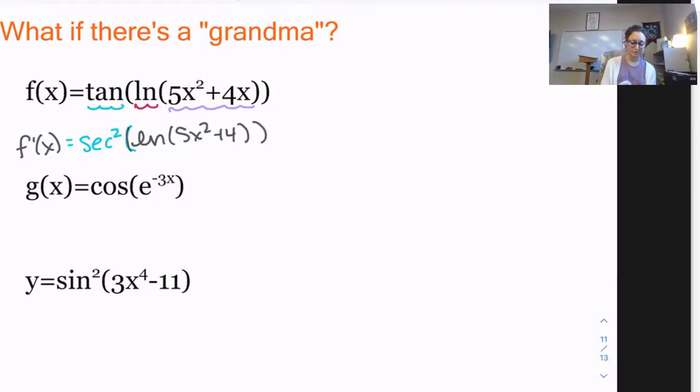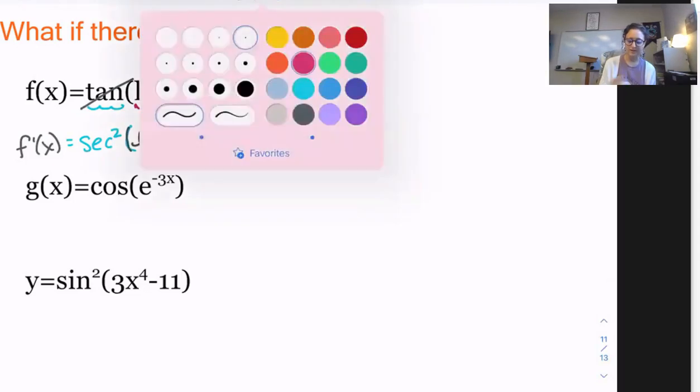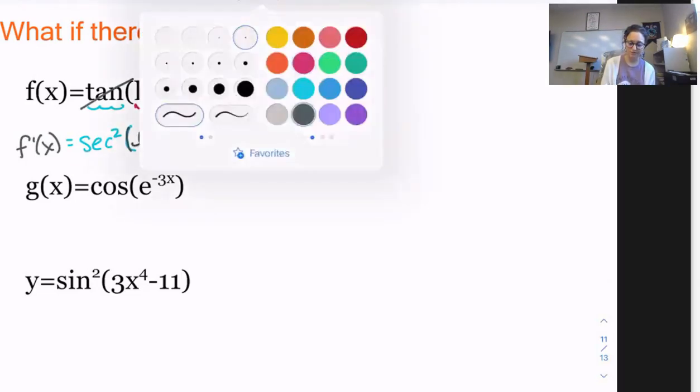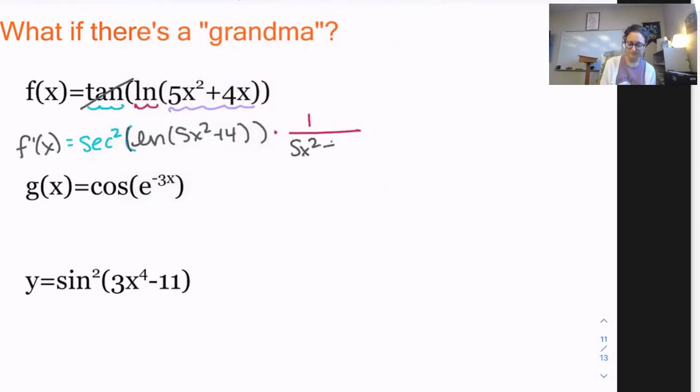Okay, so don't read too much into the analogy. So that is gone. Now I keep working my way in. Now I'm at mom. Okay, so now take the derivative of ln. What's the derivative of ln? 1 over, right? 1 over x. So 1 over, but instead of x, I have to hold the inside. Okay. We'll keep working our way in. Now I am to the baby piece. So now what's the derivative of 5x squared plus 4x? Well, I would get 10x plus 4, okay? And that's our final answer.